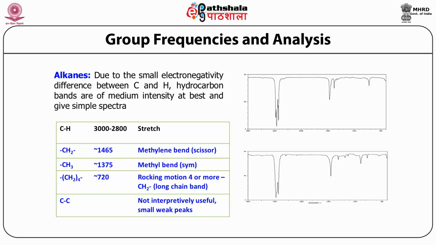for the methylene band around 1465 per centimeter, for the methyl group at 1375, and the CH2 group having 720, and the carbon-carbon single bond is not useful, giving only a small weak peak. So you can see 4 different peaks for the alkane.